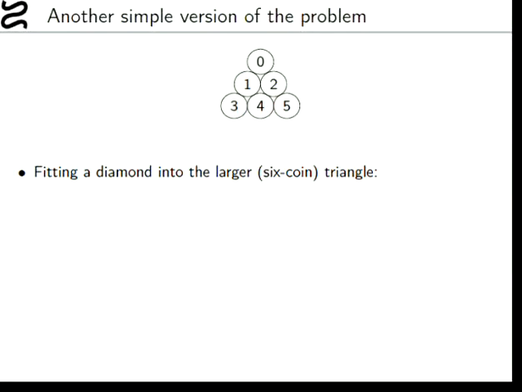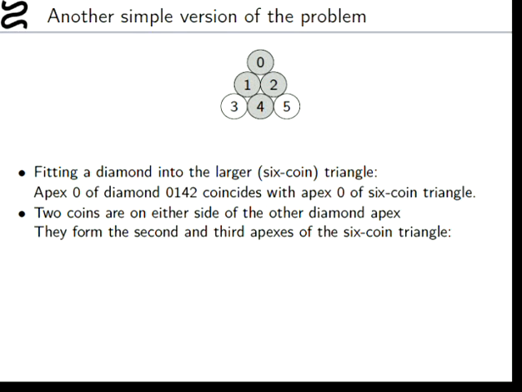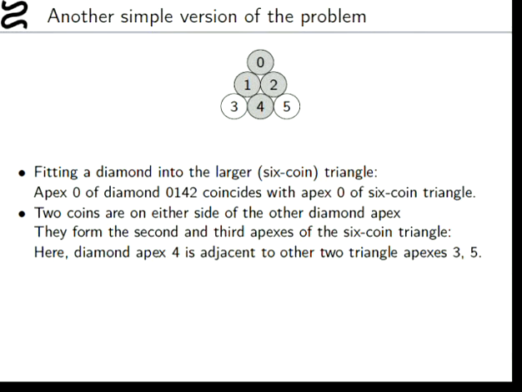While fitting a diamond into the larger 6-coin triangle, we see that one diamond apex coincides with one triangle apex. For example, diamond 0142 has apex 0 coinciding with the 6-coin triangle apex 0. 2 coins on either side of the other diamond apex form the second and third apexes of the 6-coin triangle. Here, the other diamond apex is 4. Its adjacent coins that protrude from and do not belong to the diamond are coins 3 and 5, and these are the other two apexes of the 6-coin triangle.